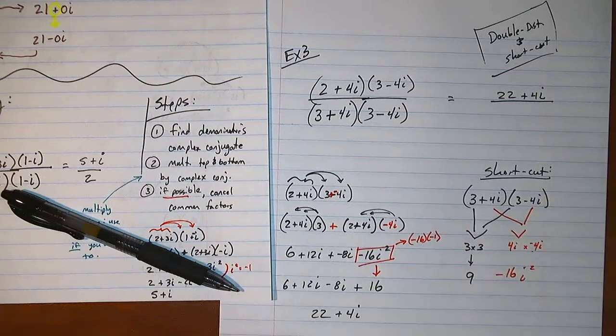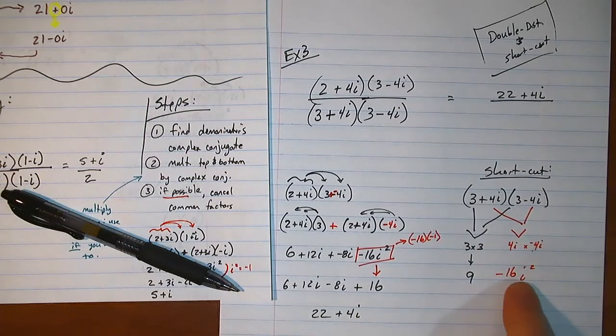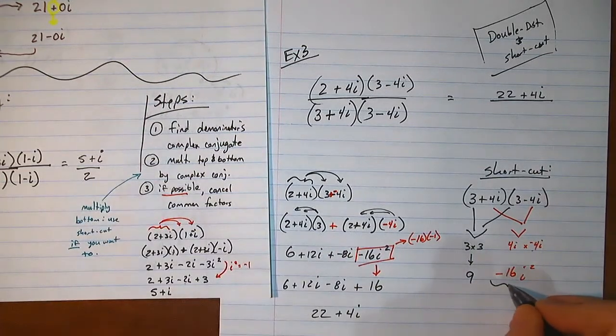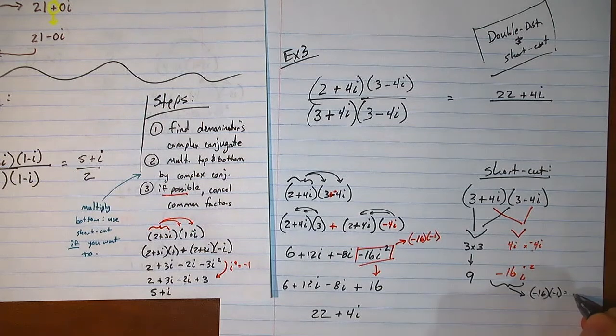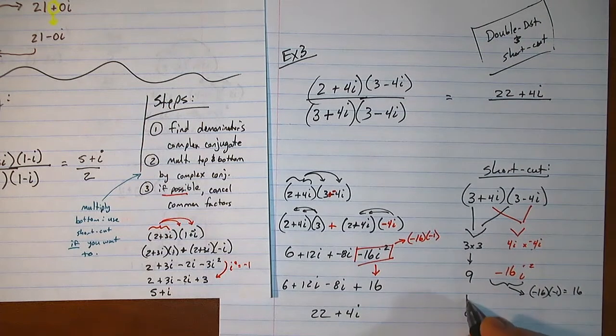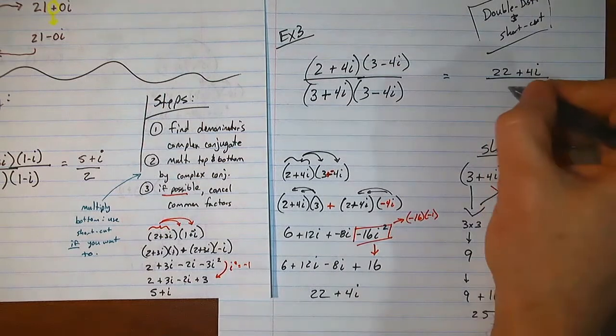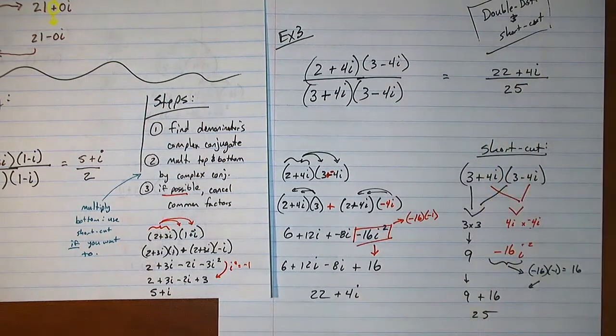Okay, now I do still need to simplify this like usual. So a -16 times i squared, looking at just this piece now, becomes a -16 times a -1, which of course is equal to a +16. So we end up with a 9 and then plus 16, which is 25. So my bottom is a 25.